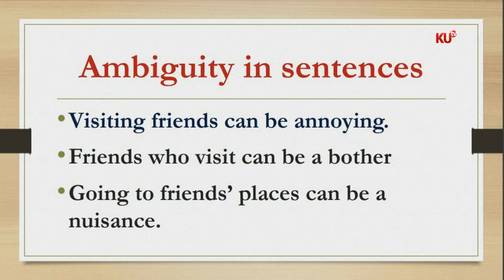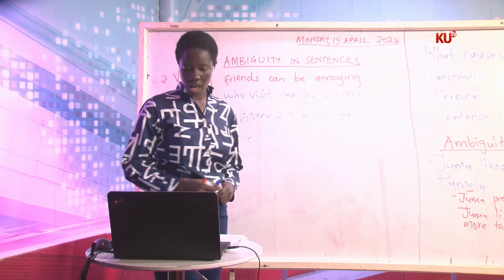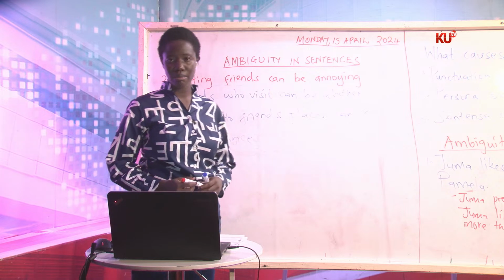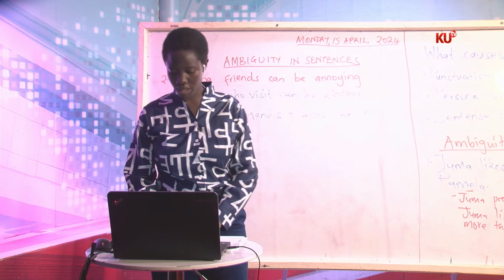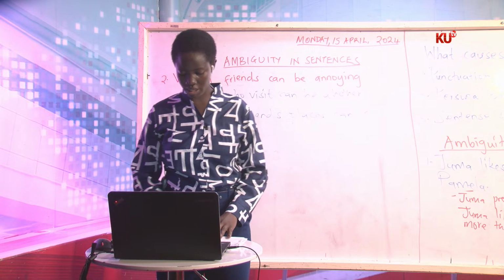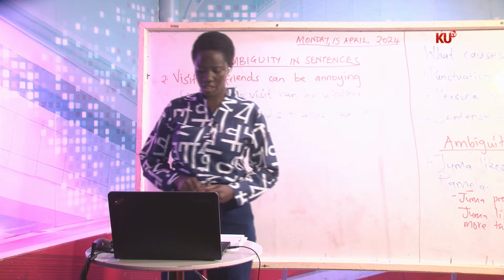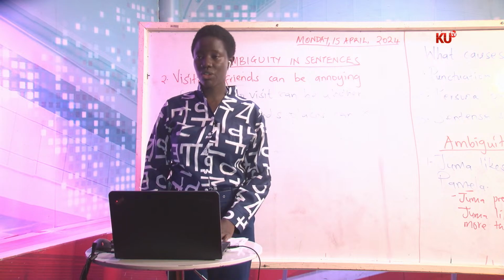Okay, let's look at the third statement. John likes playing more than Maria. This is somehow the same as the first statement, which was Juma likes reading more than Pamela, so there's not much difference. So we have John likes playing more than Maria.